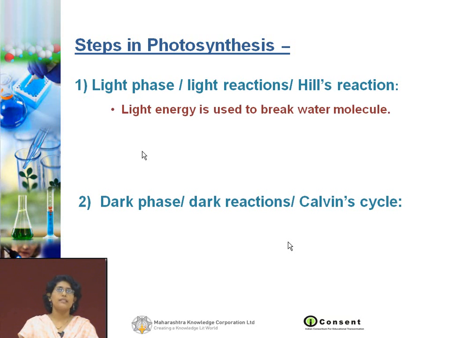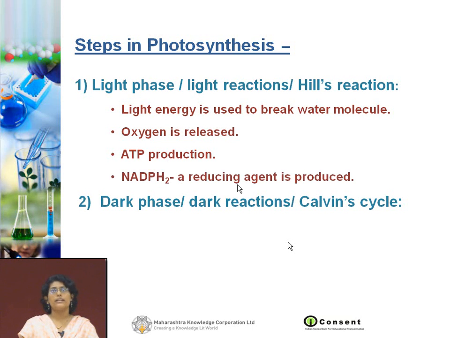What are the different processes taking place in the first step? Light energy is used to break the water molecule. Light energy, that is sunlight. The energy present in sunlight is used to break down the water molecule, that is the H2O molecule. On the breakdown of the water molecule, one H plus ion and one OH minus ion are produced. Then oxygen is released. During light reaction, oxygen is released and ATP is produced. ATP, that is adenosine triphosphate. This is the usable form of energy for all living organisms.